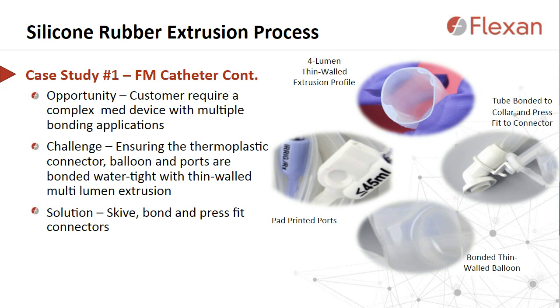The photograph at the top presents a 4-lumen thin-walled extrusion. Note the lumen at the 2 o'clock location and the 2 lumens at the 7 o'clock position. The photograph to the right represents a tube that is bonded to a plastic collar and then press fit to a connector. At the bottom is a photo of a bonded, thin-walled balloon. And finally, on the left is a photo of 2 different pad-printed ports.